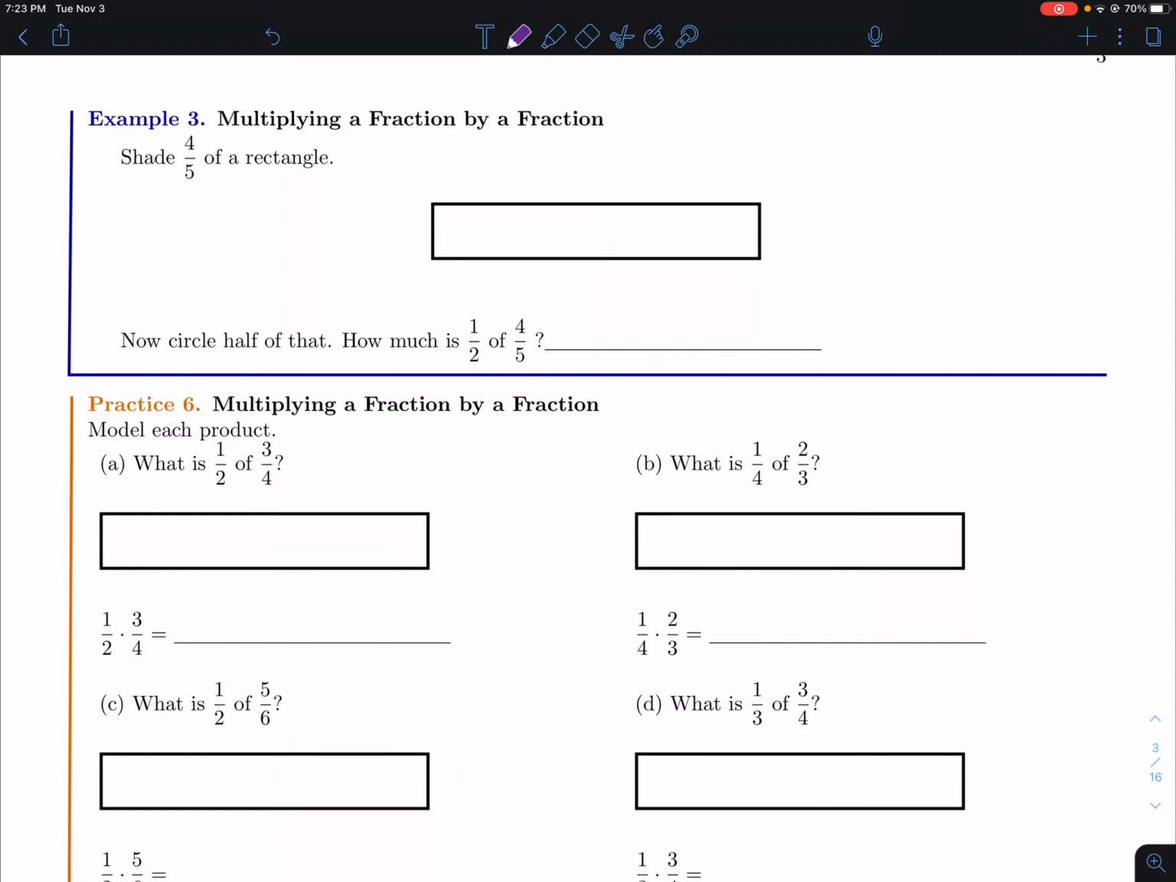All right, everybody do good with multiplying a fraction by a whole number? Again, if you have any questions or anything like that, just let me know. I'll be around all day.